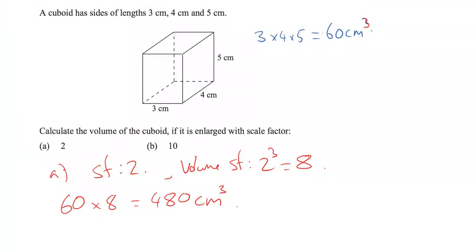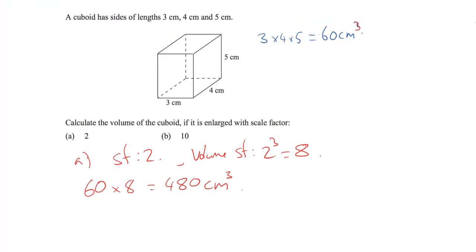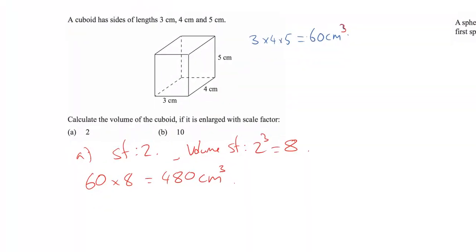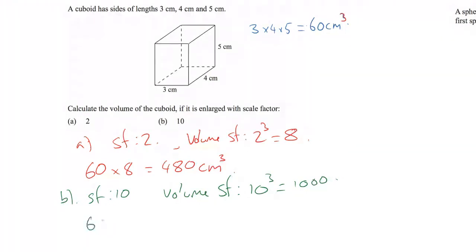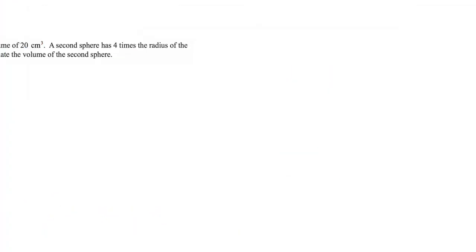Right. Finally, let's just do part B. This time we have a scale factor of 10. So my volume scale factor is going to be 10 cubed. Well, that's 1,000. So to work out my new volume, I'm going to take the original volume of 60 and multiply it by 1,000. So it is going to be 60,000 centimeters cubed. Right, let's carry on. Final example.